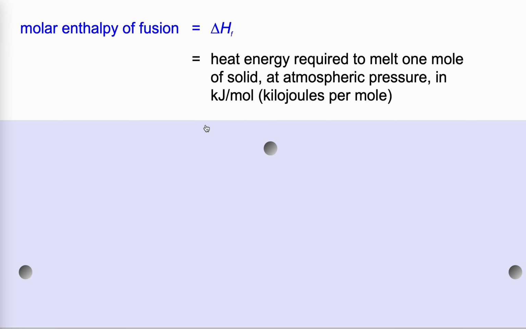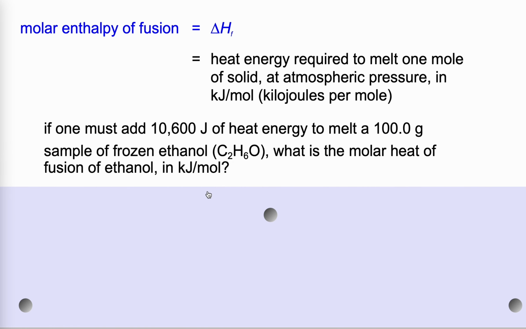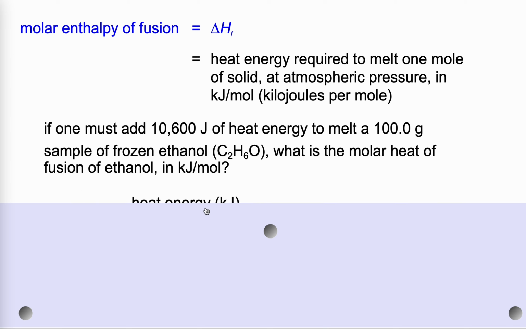So let's do a problem now. Instead of using the molar enthalpy of fusion the way we use the molar enthalpy of vaporization, let's see how we could calculate the molar enthalpy of fusion. So let's say I do an experiment in which I find that I have to add 10,600 joules of heat energy to melt 100 grams of frozen ethanol in order to turn it from the solid to the liquid. How can I use that to calculate the molar heat of fusion of ethanol?